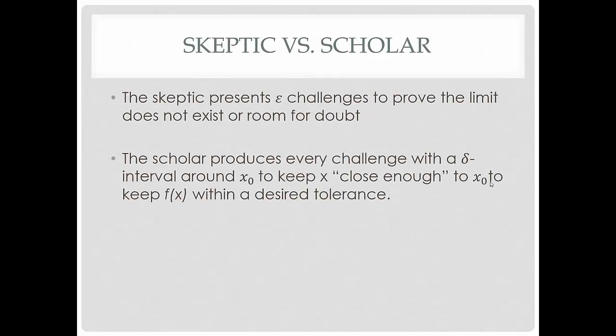The skeptic versus the scholar. The skeptic presents an error, an epsilon, challenges to prove the limit does not exist or we have room for doubt. The scholar says, I don't care whatever epsilon error you want. I guarantee you I can input a value around x naught that keeps x close enough to x naught to keep my function within a desired tolerance.